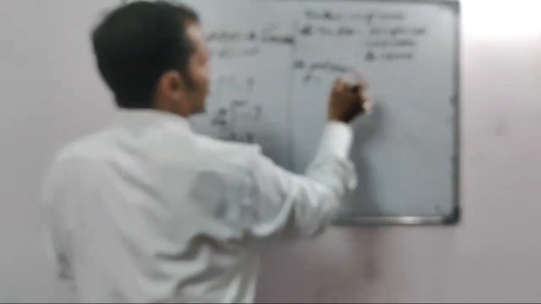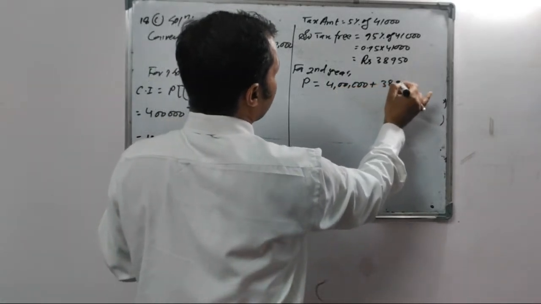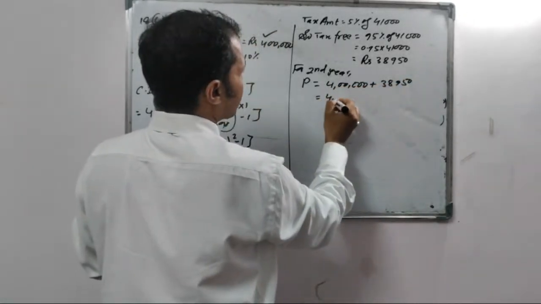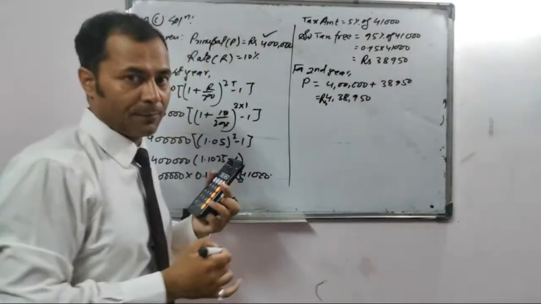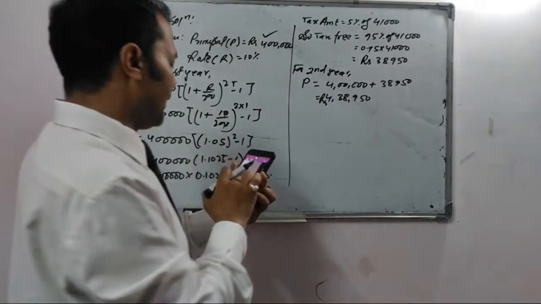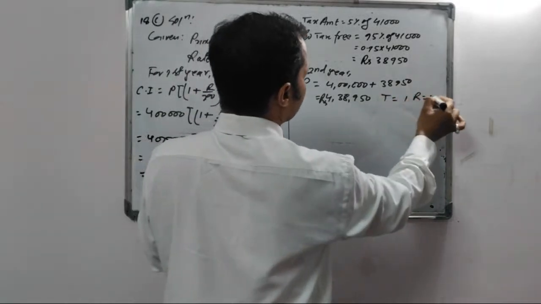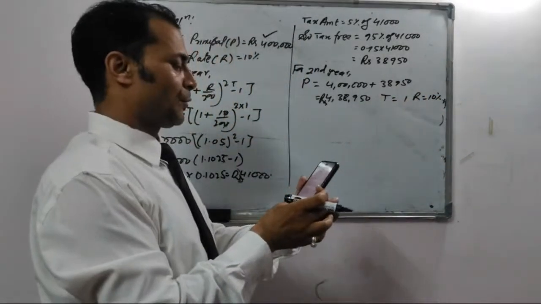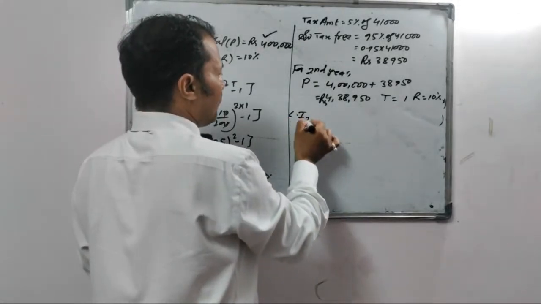400,000 was your investment, right? Plus 38,950 is going to be added. So it's 4 lakhs 38,950 that is your principal, right? What's the time remaining? Time remaining is 1 year, and the rate will be the same, 10% as is mentioned in the question. Same rate, right? So find the compound interest again.